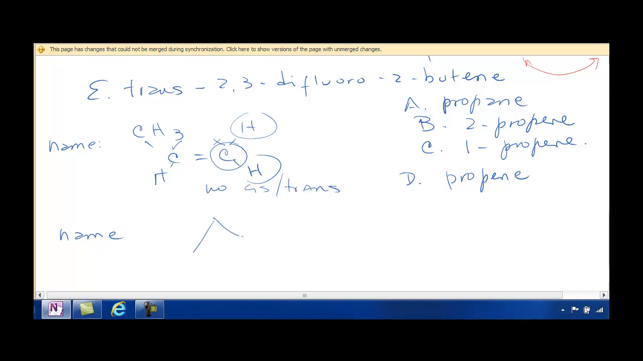Another name, and then we'll move on. What's this fellow's name? I'll write everything I hear, and then we'll discuss what's wrong with each one of your answers. 1-ethyl. I hear cyclopentane.